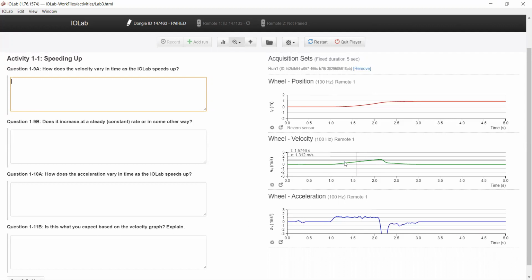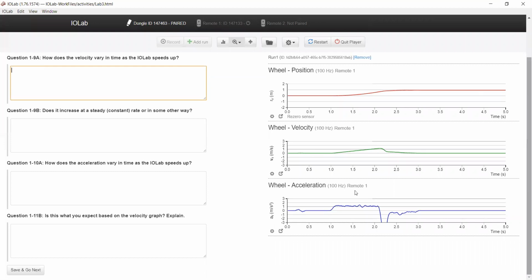Okay, this is rate of change of velocity. It is increasing with a constant slope, which means that it should have constant acceleration. And do you see that here in your region of interest? Go ahead, answer your question and answers here. Okay, and make sure you answer all and then click on save and go next.